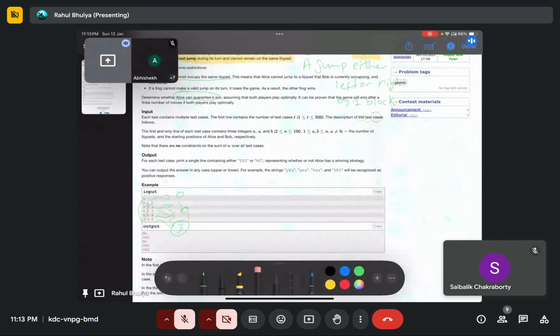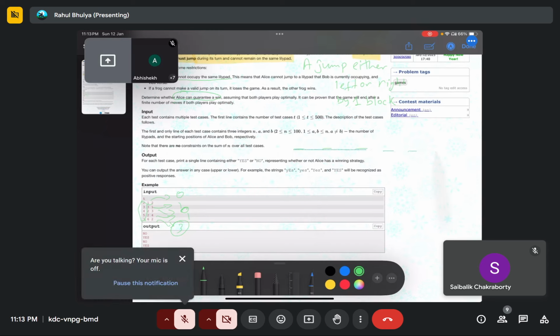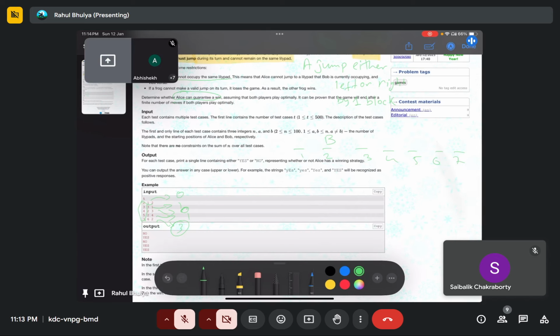Why? Because I will prove it. Let me take the last example: 7. One, two, three, four, five, six, seven. Here Alice and Bob will stand. Bob will stand here, Alice will stand here. Alice can go either here or here. Alice wants to minimize the difference, because only after minimizing the difference will Bob be at one end, at 7 or 1, and Alice at the other end. Then only Bob has no moves, and then only the game will end.